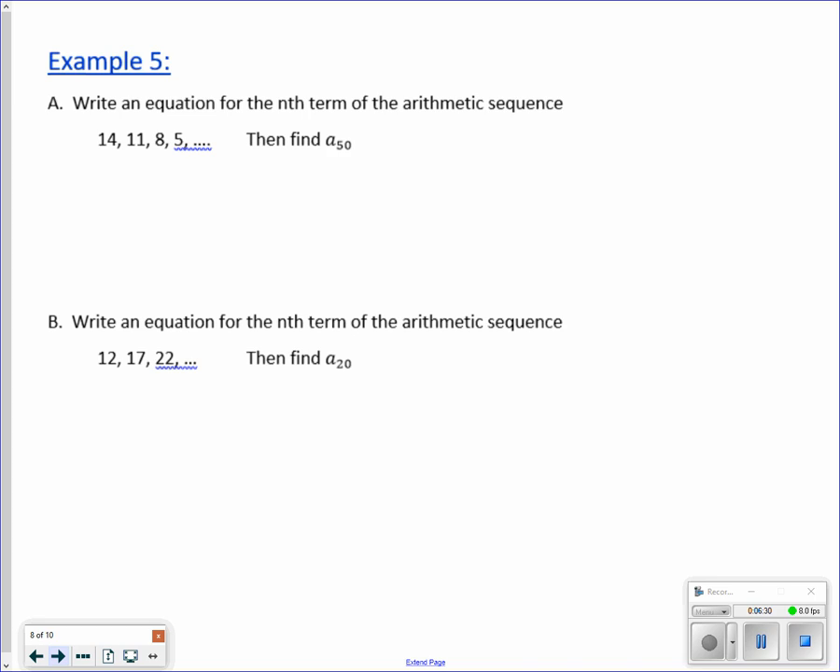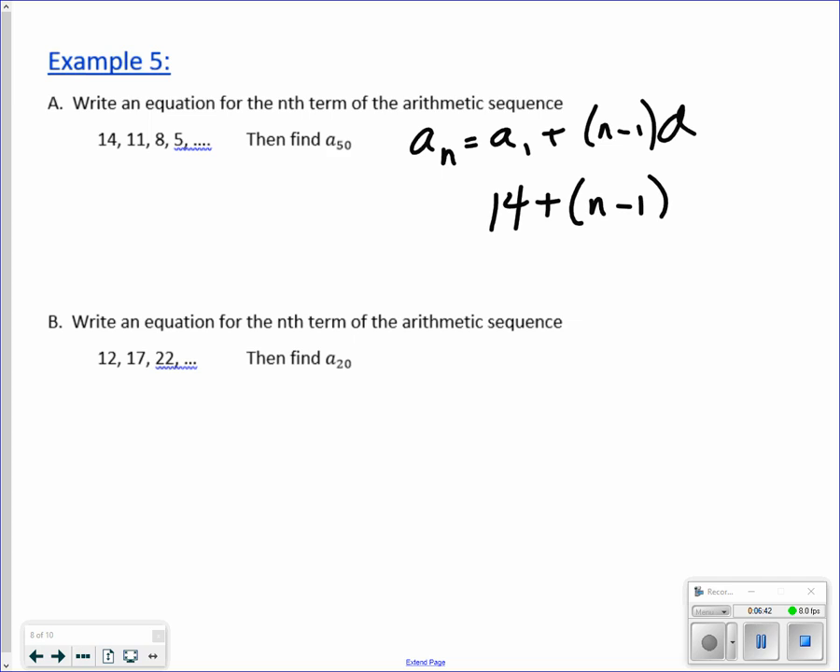Write the equation of the nth term. So a sub n equals a sub 1 plus n minus 1 d. So what is the first term of the sequence? 14. So 14 is your a sub 1. It's the first number. D? Well, this one is going down 3 each time. 14 to 11, 11 to 8, 8 to 5.